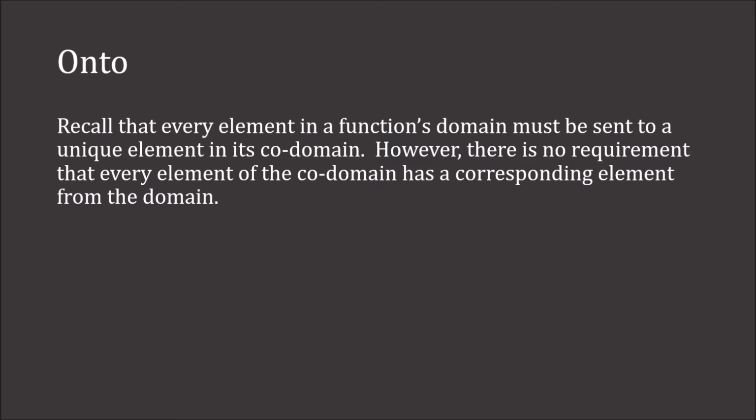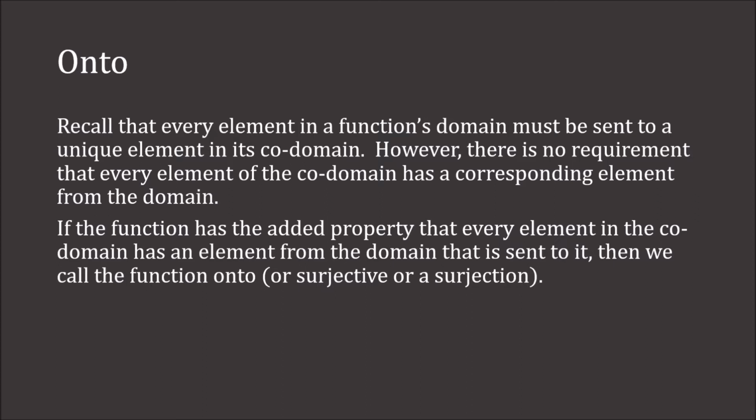Also recall that every element in a function's domain must be sent to a unique element in its codomain. However, there's no requirement that every element of the codomain has a corresponding element in the domain. That is, there is no requirement that a function completely cover its codomain. If the function has the added property that every element in the codomain is covered, that is, every element of the codomain has an element from the domain that is sent to it, then we call the function onto, or surjective, or a surjection.